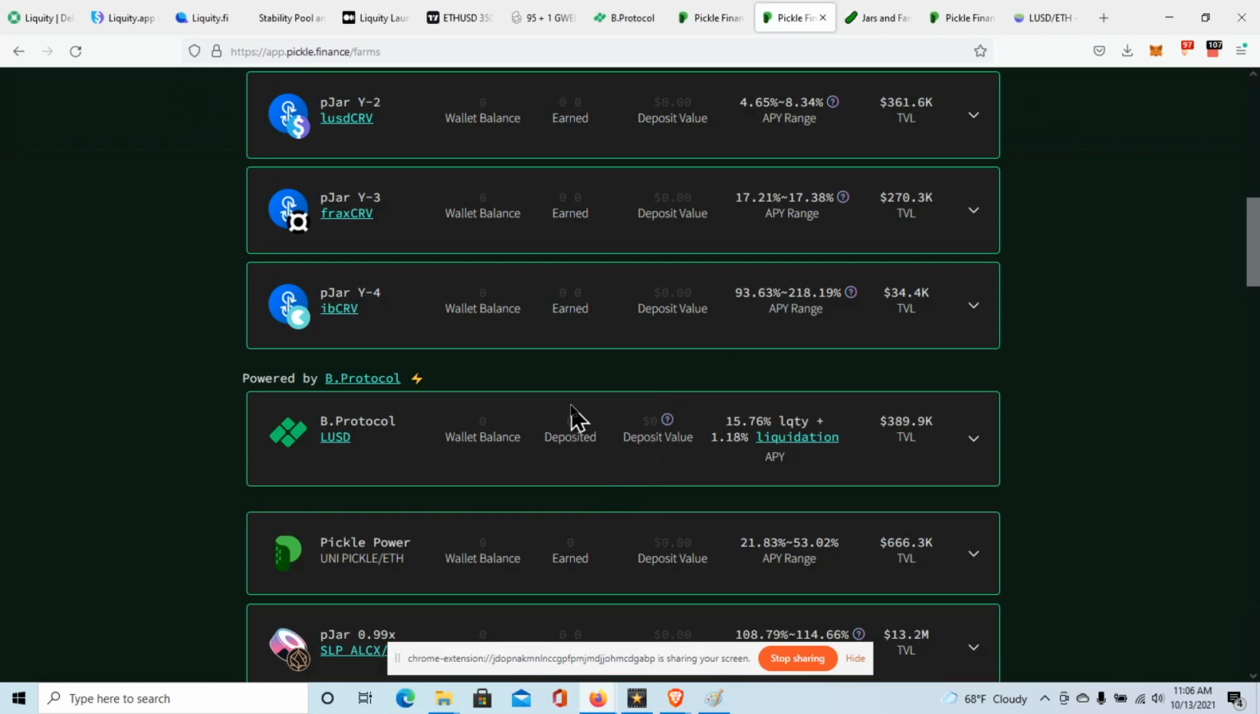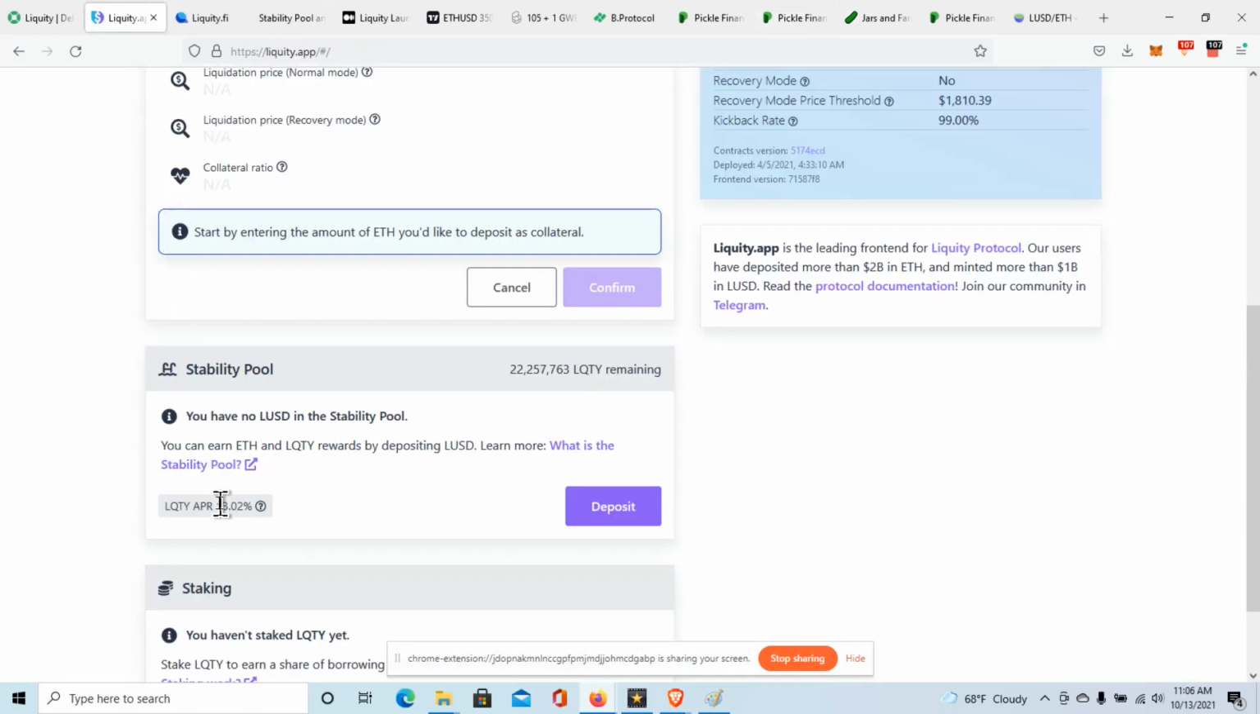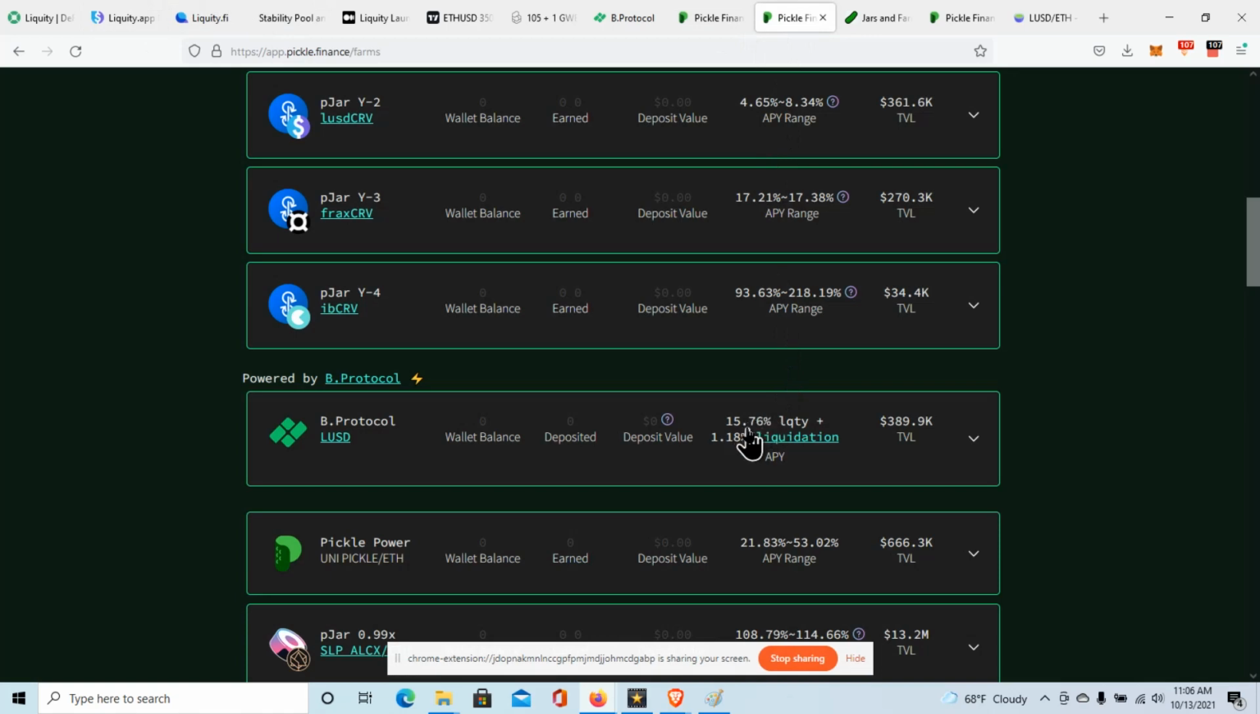So what Pickle Finance does is it still uses b.protocol. It's still attached to b.protocol. It'll sell your ETH as troves are getting liquidated, but it also automatically stakes your Liquity tokens now. So it's auto compounded. So instead of the 13% APR you get here, because it's compounded, you get 15.76%. And it also shows 1.18% for liquidations, but this percentage, I would guess, probably increases as more and more troves are liquidated and as ETH is more volatile and starts to dump faster. Okay, so just keep that in mind.